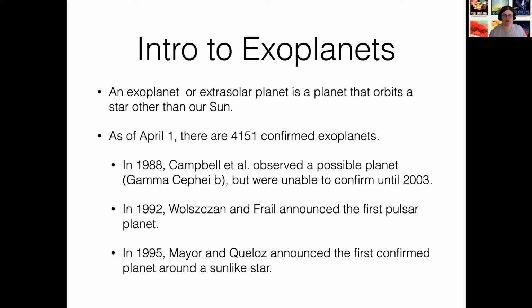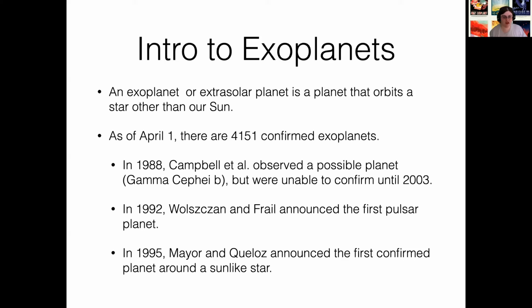As of April 16th, there are 4,100 confirmed exoplanets. And we've only been at this for under 40 years. In 1988, so that's only 32 years ago, Campbell et al. observed a possible planet, Gamma Cephei AB, but they couldn't confirm it. They were thinking this may be a planet. They retracted the data, then they unretracted it in 2003.